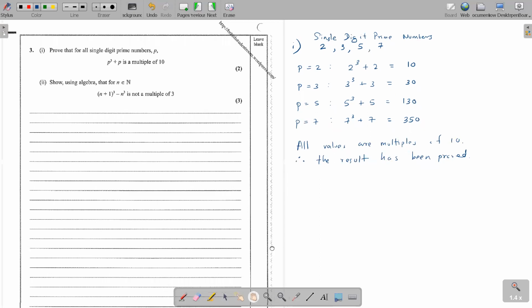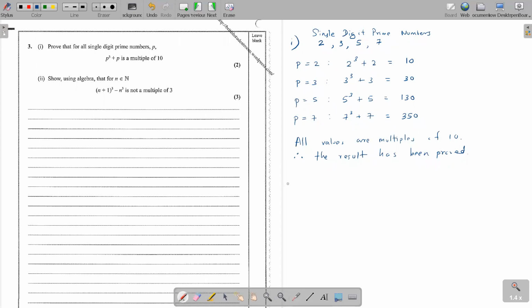Okay, so then moving on to Roman number 2. Show using algebra that for n an element of natural numbers. I hope you all know this is natural numbers. So natural numbers are what we call the counting numbers, counting numbers starting from 1, 2, 3, and so on.